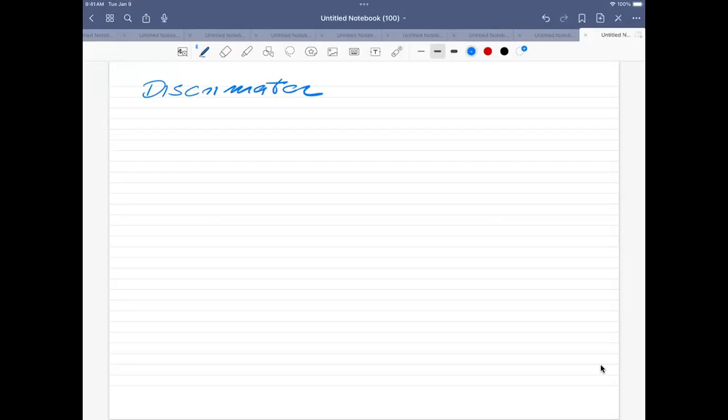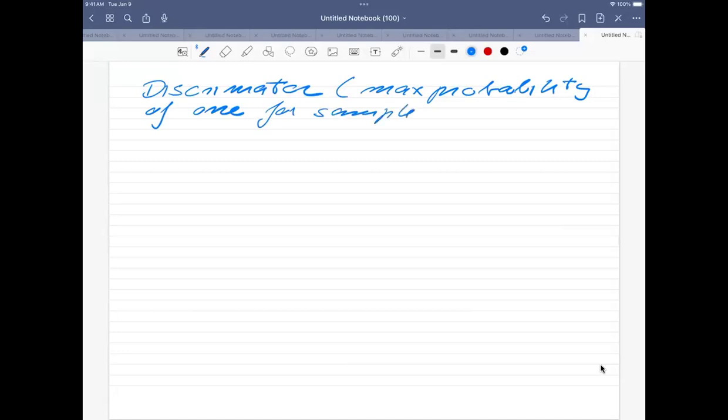And this discriminator is actually a differentiable function that tries to maximize a probability of 1 for samples which are drawn from a training distribution. So this is in principle a differentiable function. So we are trying to maximize the probability D of 1 for samples which are drawn from some training distribution, given by a training distribution.